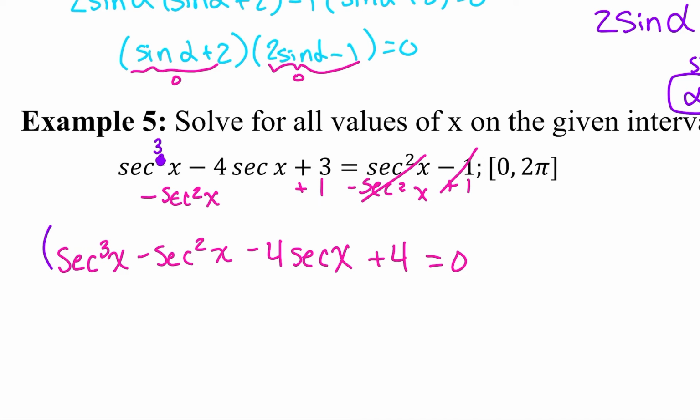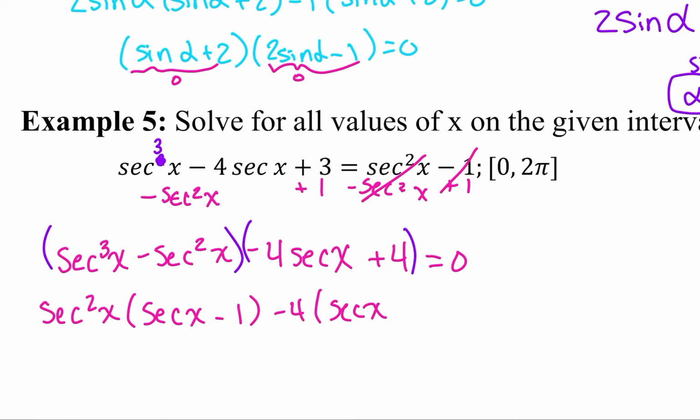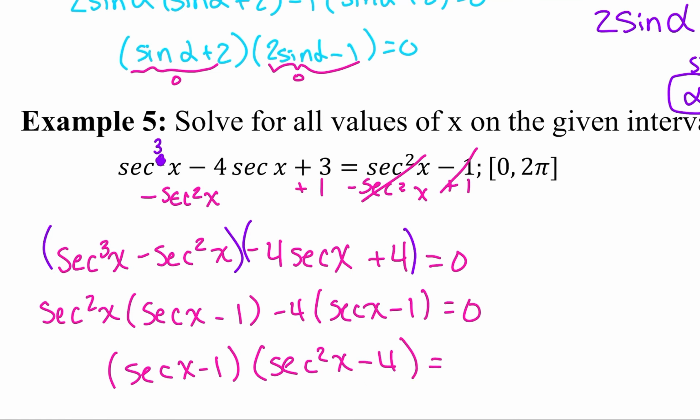Now we're going to go ahead and solve this, and you can see this is going to be a factor by grouping question, right? If we group those two terms together, in the first one I can factor out secant squared of x, I'm left with secant x minus 1. Second one I can factor out a negative 4, and when I do I have secant x minus 1. And that puts us in good shape because our two terms match. We get to write them as one term, and the other one becomes secant squared x minus 4.